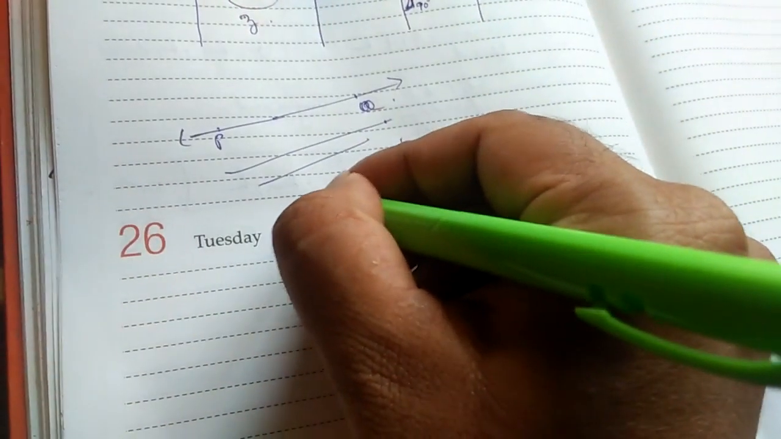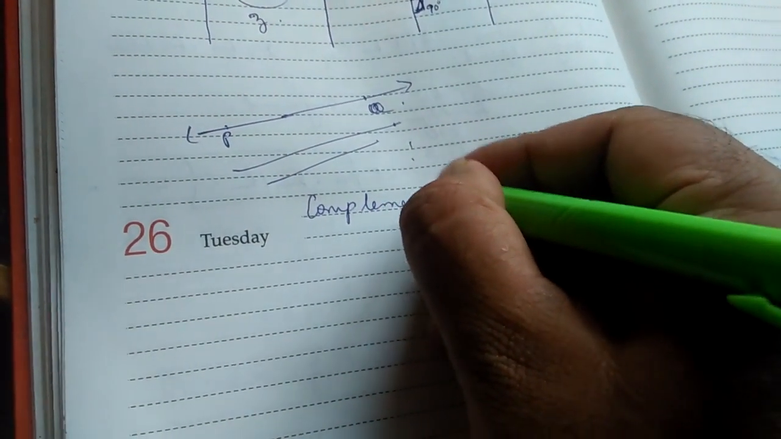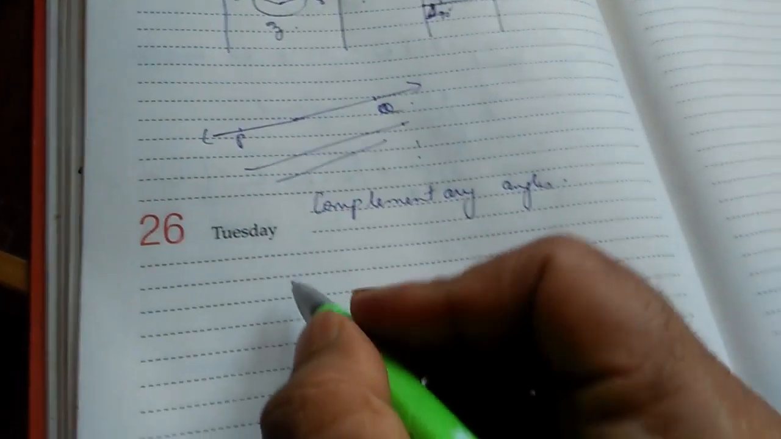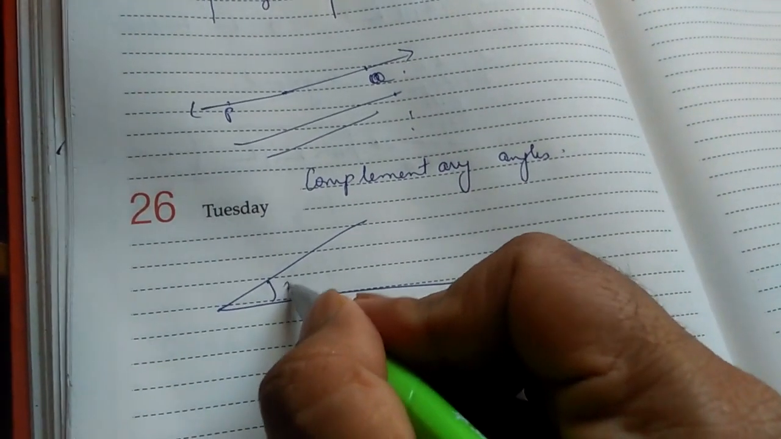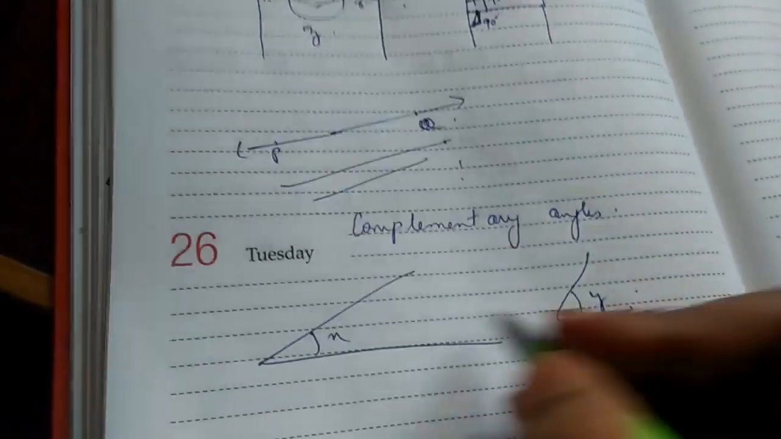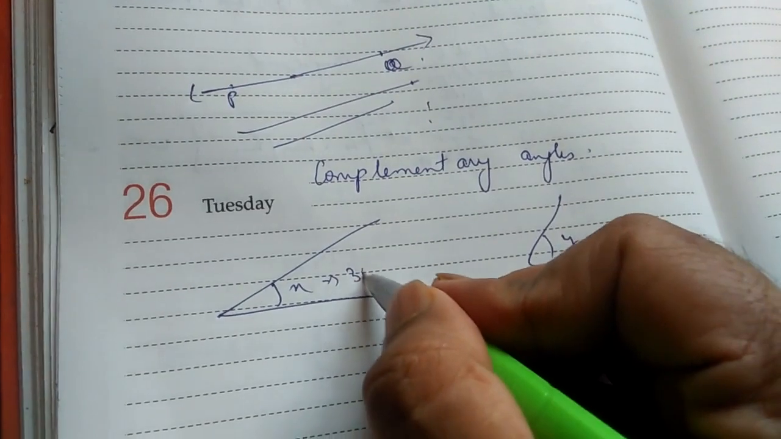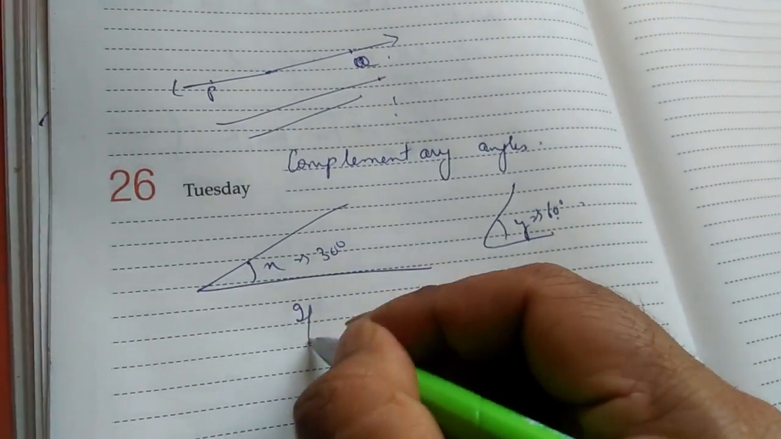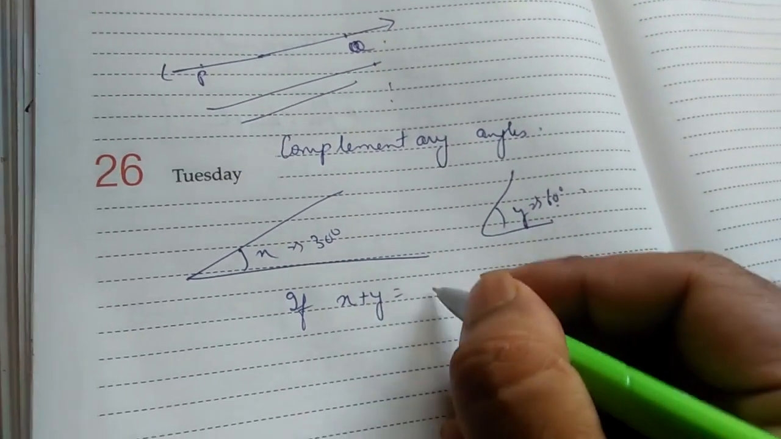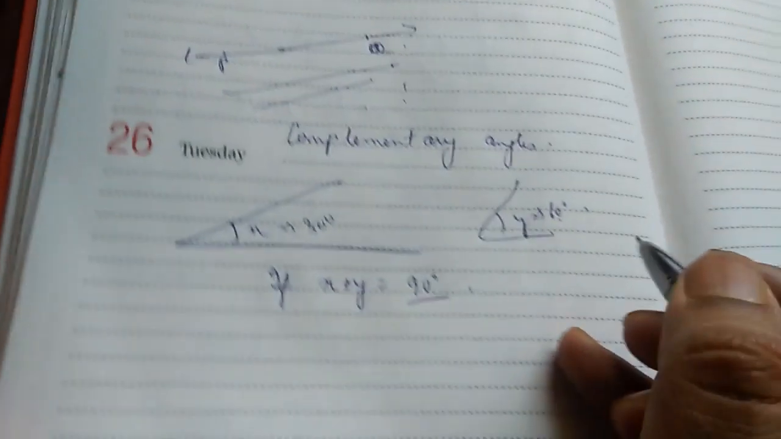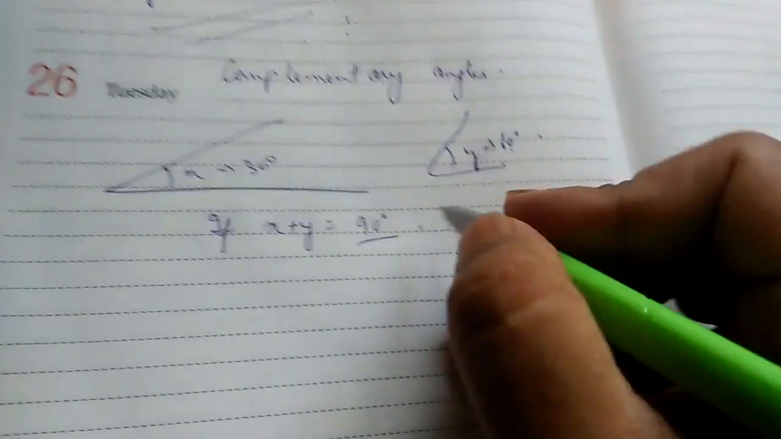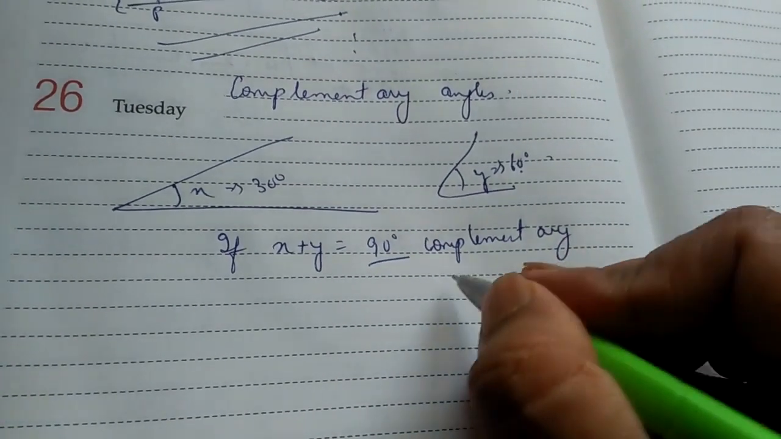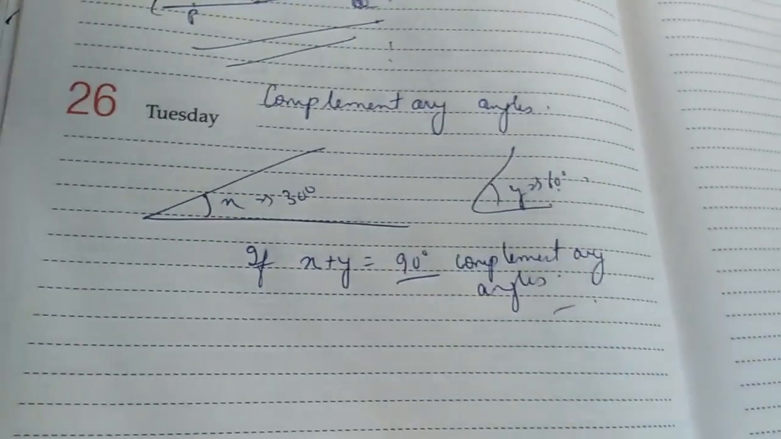Complementary angles. Okay, so let's say there is an angle X, there is an angle Y. X is equal to, let's say, 30 degree, Y is equal to, let's say, 60 degree. So if X plus Y is equal to 90 degree, sum of two angles is equal to 90 degree, then they are called complementary angles.